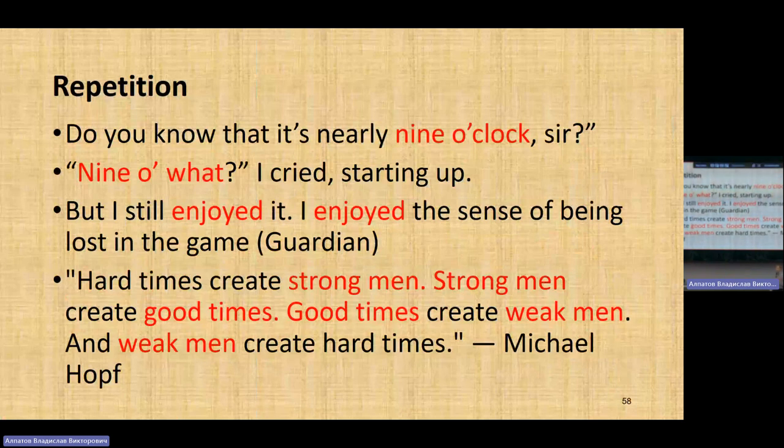Or this is a famous phrase. I'm not sure that this is the author who actually initially said it. Hard times create strong men. Strong men create good times. Good times create weak men. And weak men create bad hard times. Right? So we have this circle of a structure where things go in a circle.